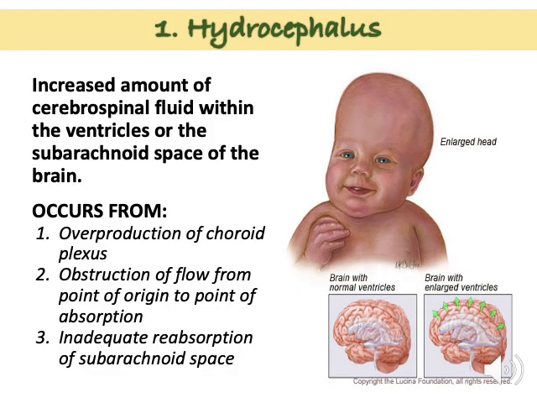First is hydrocephalus. It's the increased amount of cerebrospinal fluid or CSF within the ventricles or the subarachnoid space of the brain. In an infant whose cranial sutures have not firmly knitted, this excess fluid causes enlargement of the skull, which is shown as an enlargement of the head.